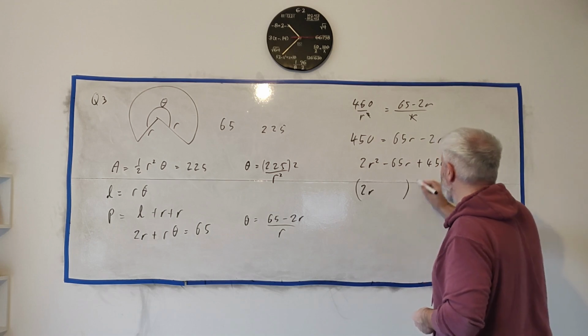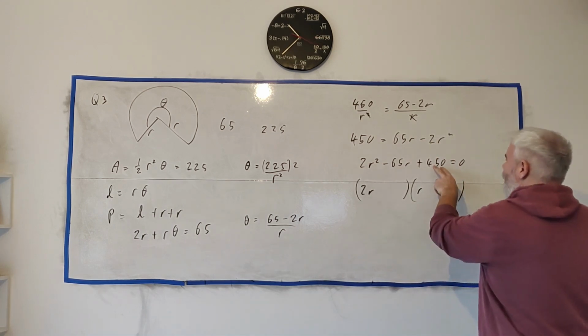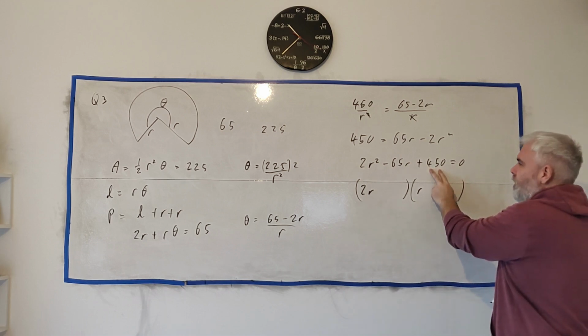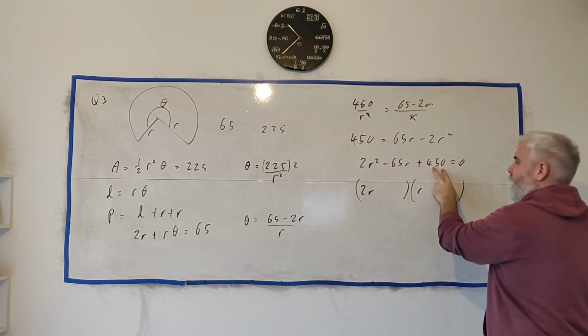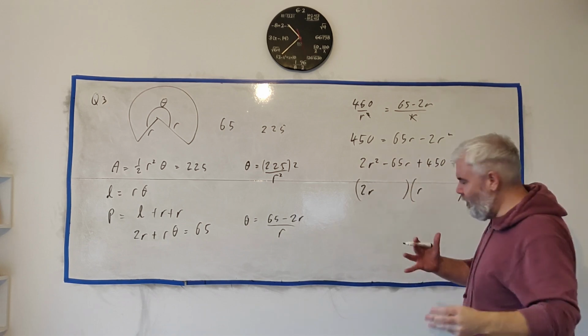It's 2r and r over here. And it'd be 9 times 50. Looks good. It gets you near 65. Maybe 2 9s are 18. 50 plus 18, 68. Very close.